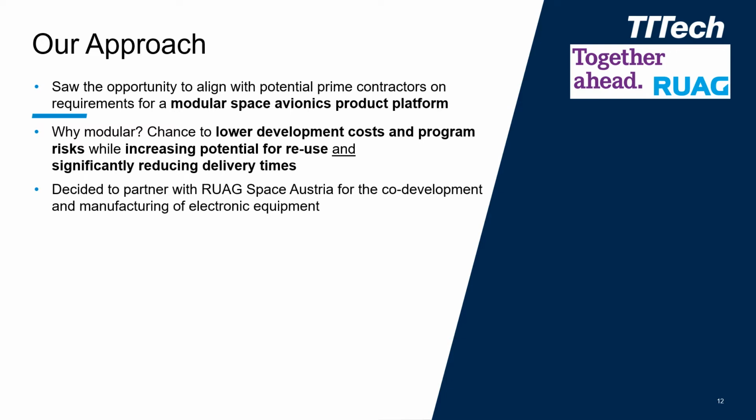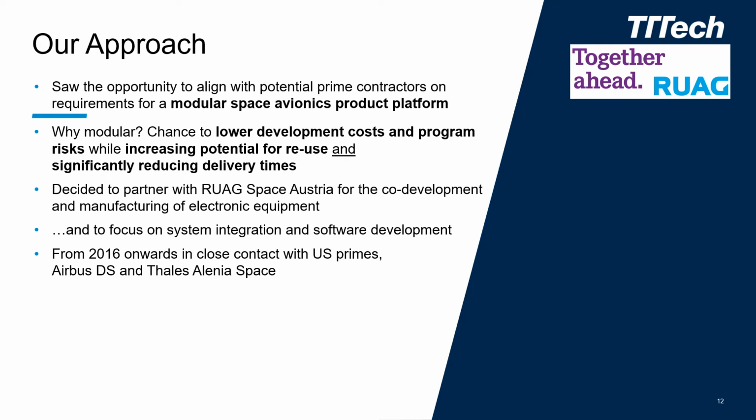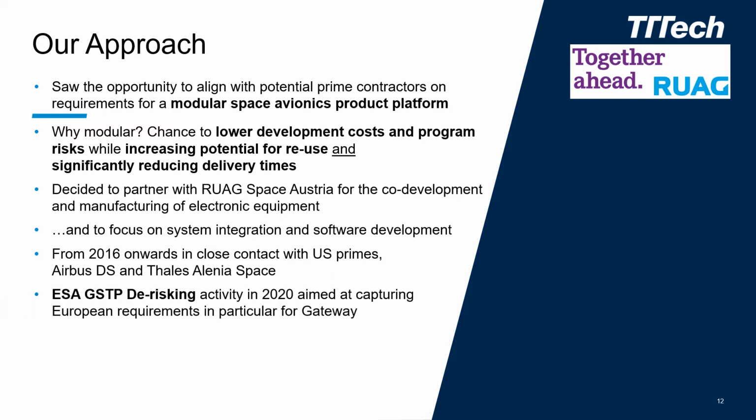We decided to partner with RUAG Space Austria for the co-development and manufacturing of the electronic equipment and to focus on system integration and software development to bring the full power of distributed IMA to the users in the Gateway. From 2016 onwards, we were in close contact with US primes, Airbus Defence and Space and Thales Alenia Space, and started in 2020 an ESA GSTP de-risking activity, trying to capture European requirements for the Gateway.